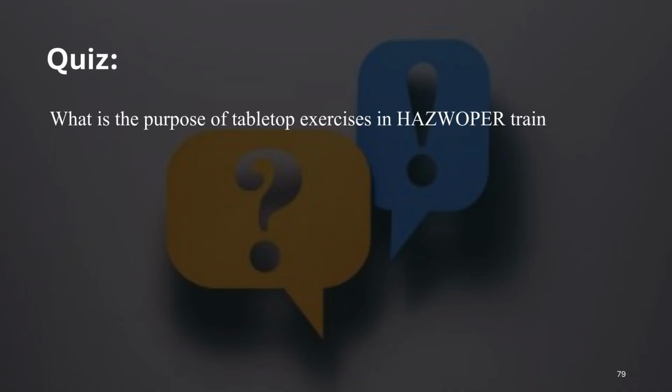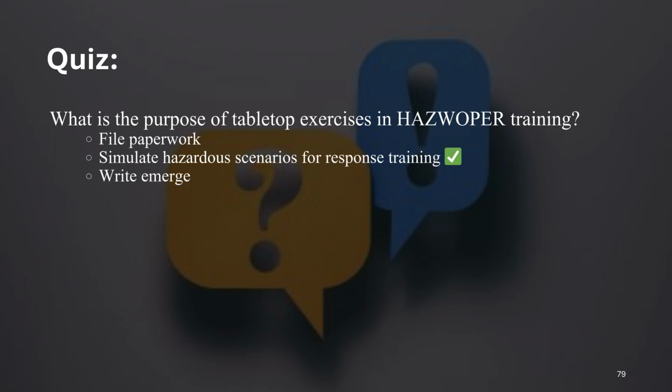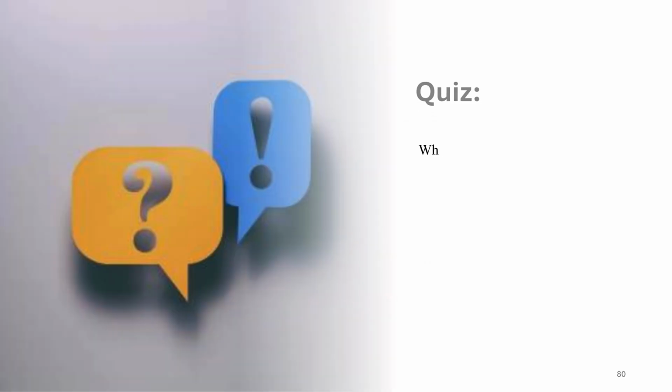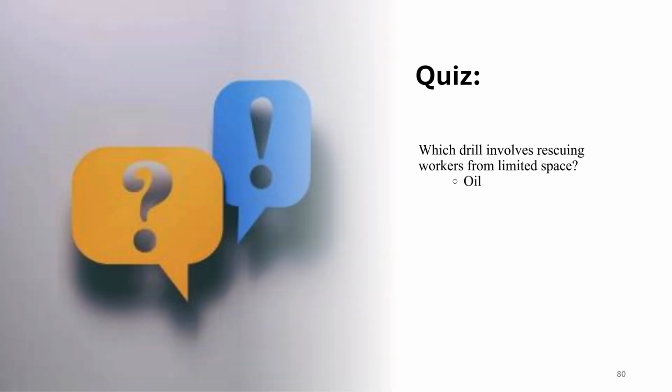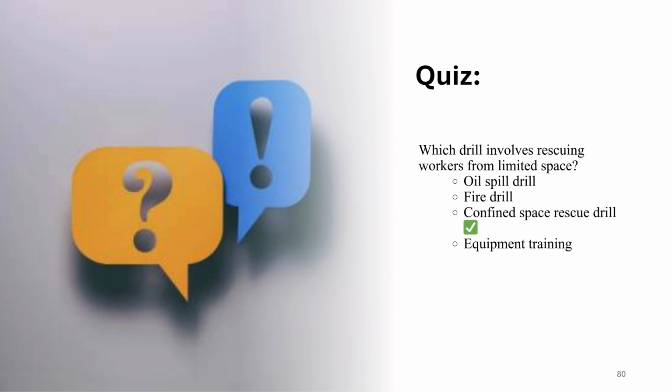Quiz. What is the purpose of tabletop exercises in HAZWOPER training? File paperwork, simulate hazardous scenarios for response training, write emergency manuals, prepare meeting agendas. Quiz. Which drill involves rescuing workers from limited space? Oil spill drill, fire drill, confined space rescue drill, equipment training.